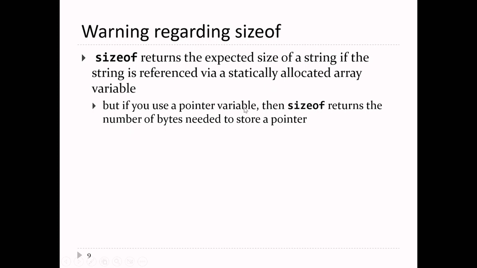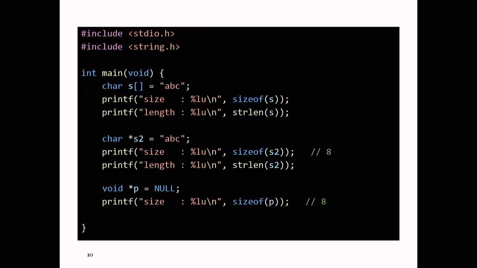If you use a pointer variable, then sizeof returns the number of bytes needed to store the pointer. So for example, there's my array, S. If I use sizeof S, in this case it's 4. String length is 3. Here I have a pointer. This is a pointer to a string literal. Somewhere in memory there is an array of size 4 that holds ABC, null terminator. But here I only have a pointer to that array.